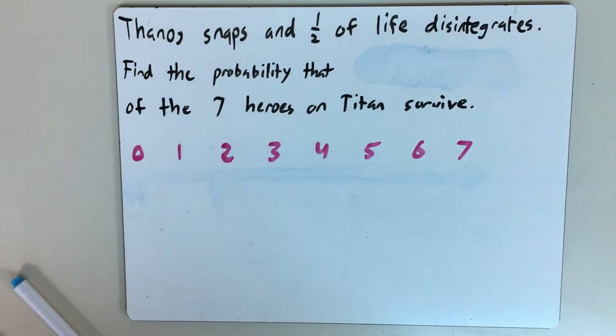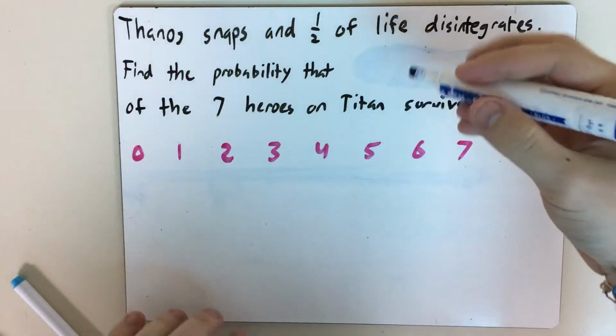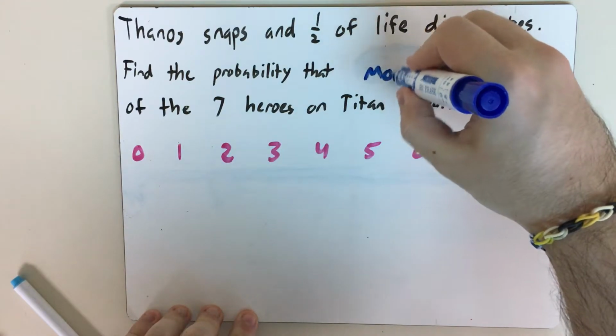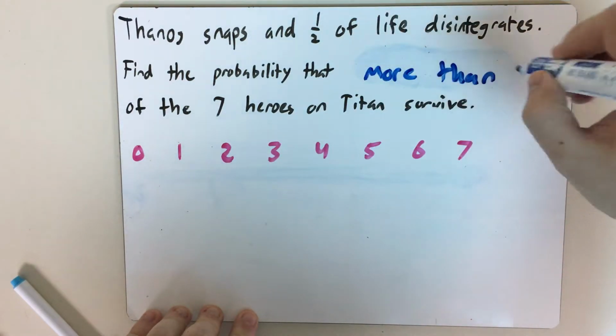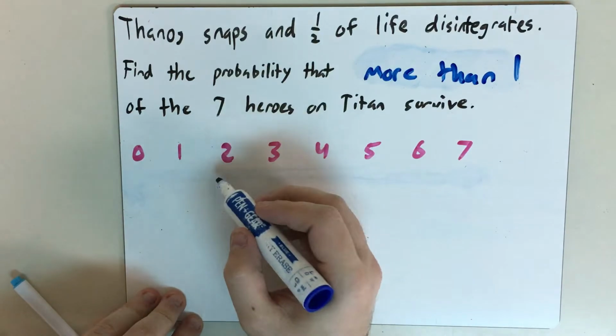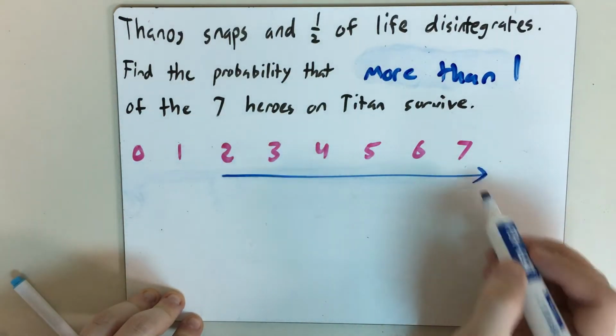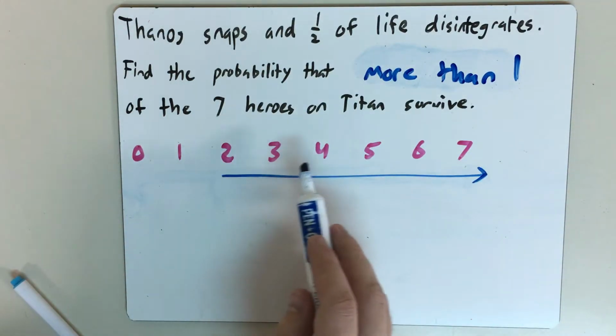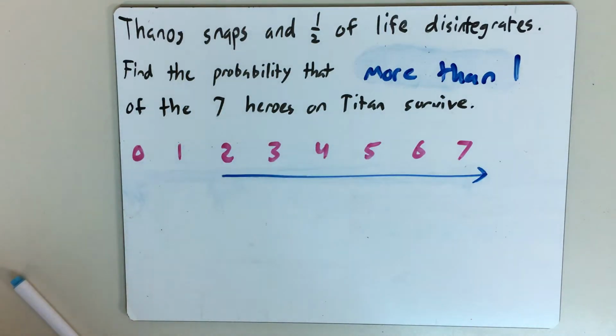And then less than has its opposite as well. More than 1. So the probability that more than 1 survive is probably what you were guessing. It can't be 1, but it can be anything greater than that. So 2 heroes could die, 3 could die, 4, 5, 6, or 7, and we'd be okay.